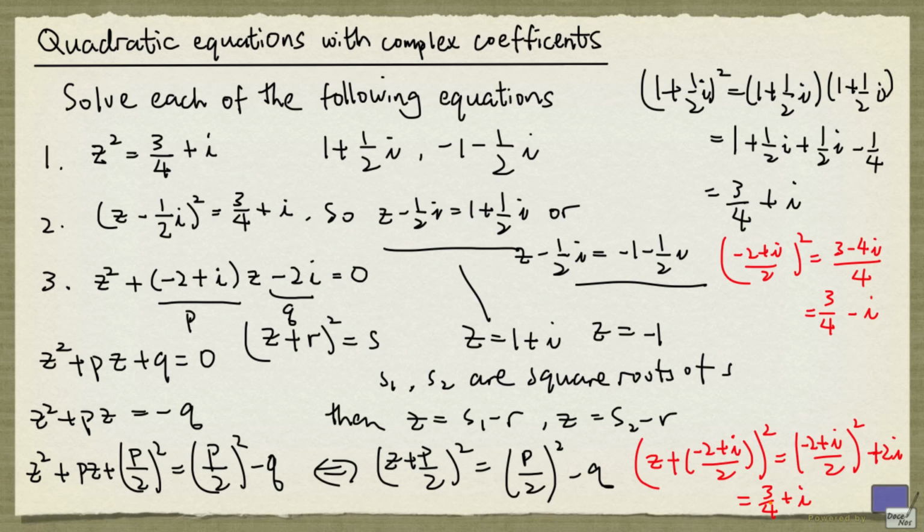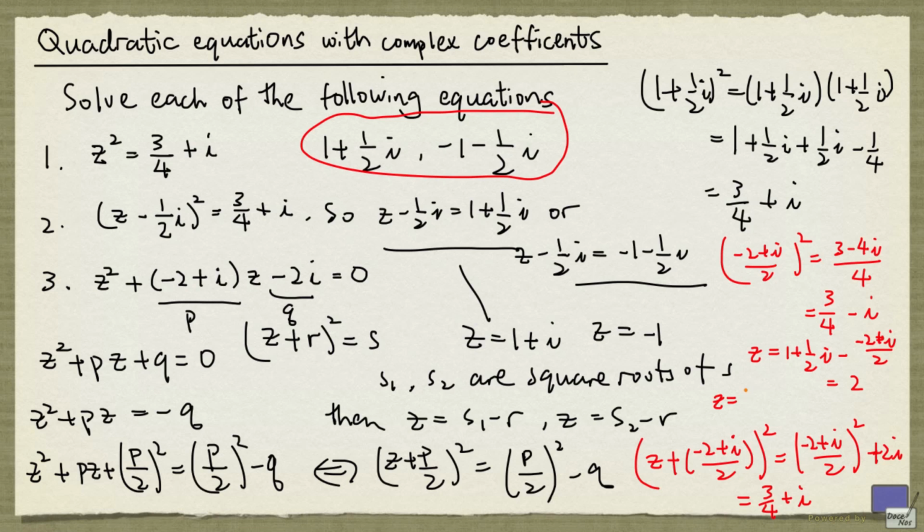Now we have already worked out the square roots of 3/4 plus i, and they are here. So to obtain the solutions to 3, we can set z to 1 plus 1/2 i minus (minus 2 plus i) divided by 2, and that will give us 2. And the other solution will be z equals minus 1 minus 1/2 i minus (minus 2 plus i) divided by 2, and that will give us minus i. So the solutions to equation 3 will be z equals 2 and z equals minus i.